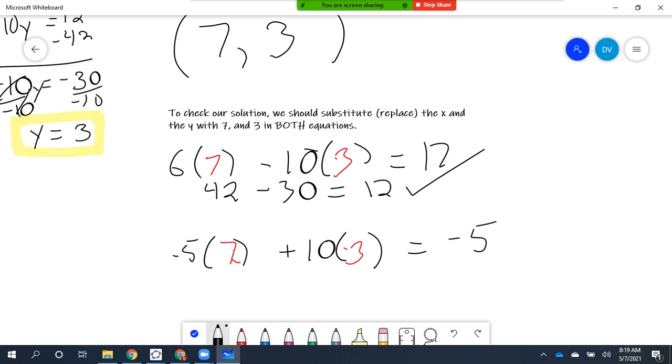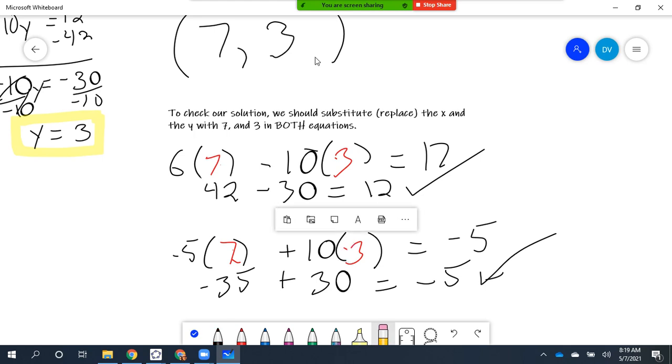It's got to work in both equations. Negative 5 times 7 is negative 35. And that's a 3, not a negative 3. That's just a smudge there. 10 times 3 is 30. So negative 35 and positive 30 is equal to negative 5. So it works in that one also. Again, that's a 3, not a negative 3, everybody. That smudge still didn't go away.